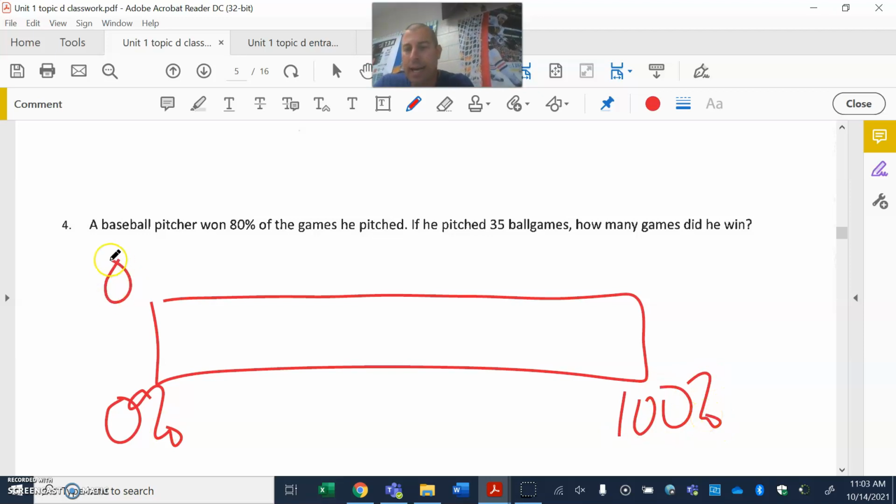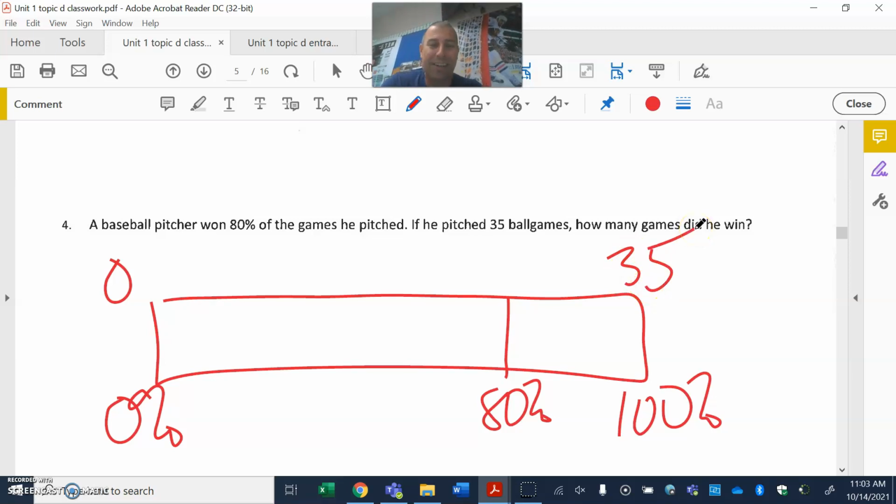All right, nothing. They did tell me 80%, so I know that's going to be a percentage, and it's closer to 100. Now, here's the thing. A baseball pitcher won 80% of the games he pitched. If he pitched 35 games. So was that the whole season, or was that just part of the season? Well, he pitched 35. Some of them he's going to win, some of them he's going to lose. So the 35 is the whole amount here. So there's no keywords like "is" or "of." We have to use the scenario.